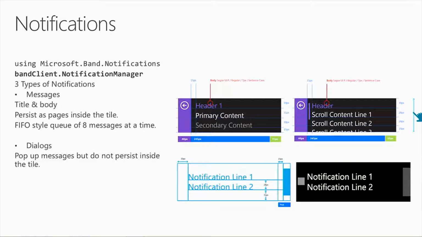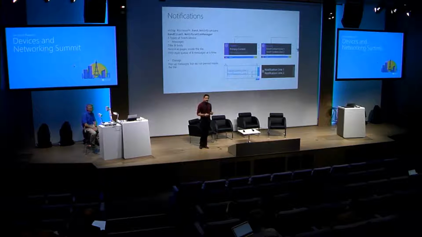Another way in which you can send notifications to your users is through dialogues. So dialogues are identical in pretty much the way that messages are, except that messages persist inside of the tile as pages. Dialogues just show up with a line 1 and a line 2. And basically, once the user dismisses the dialogue, it goes away. It doesn't persist, so you never see that again. So this is just to give instantaneous feedback about something, and then you don't want that feedback to persist. That's when you use the dialogues to send a notification.